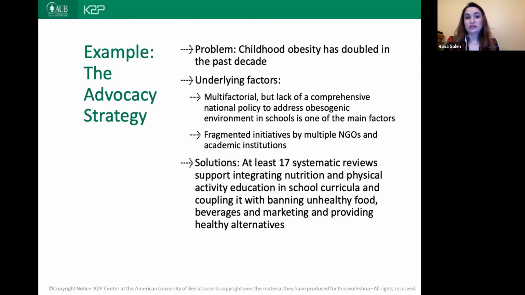We did a systematic search where we identified more than 17 systematic reviews supporting policies inside schools in order to prevent childhood obesity. So there's a very strong evidence base for school policies. The evidence is very clear that you have to have nutrition and physical activity education integrated in the curricula, coupled with a change in the school food environment where you remove everything unhealthy, add healthy, and also work on banning marketing. So those are the evidence, right?